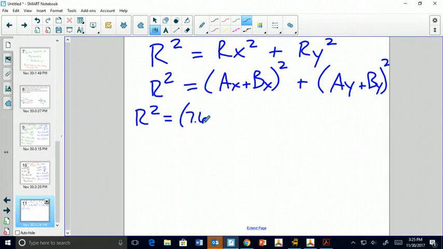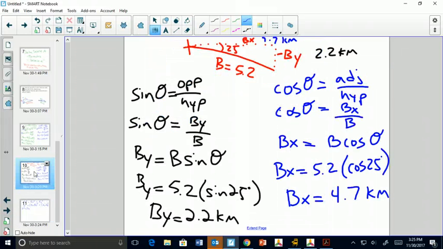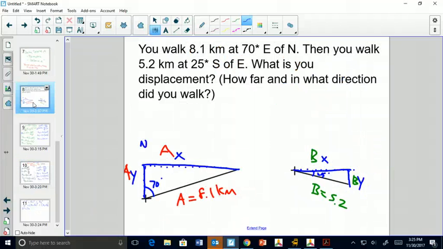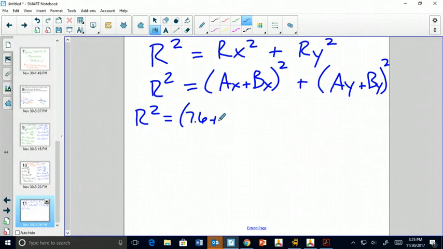7.6. My Bx was 4.7. And notice both of those are going in the same direction, right? It's going east, right? So they're both positive x's. So we'll add those together. 7.6 is being added to 4.7.